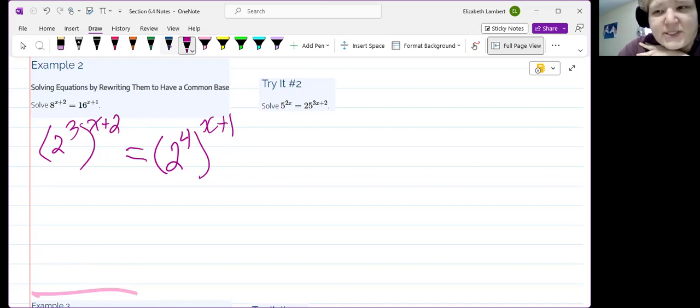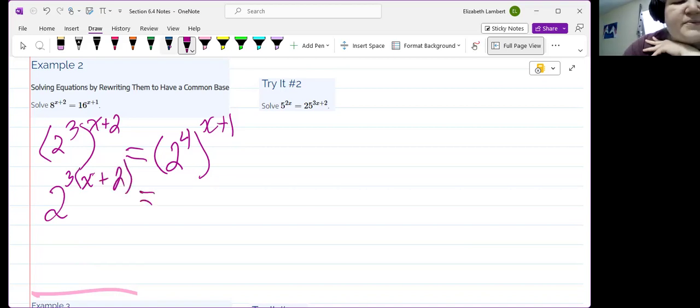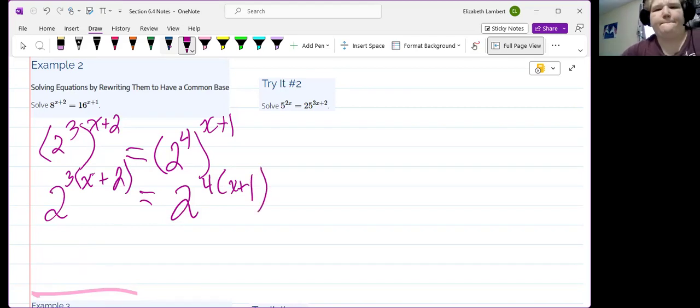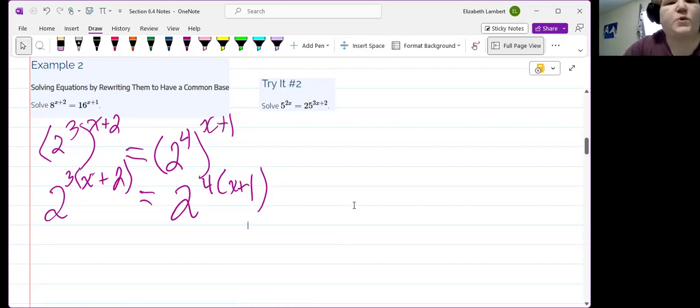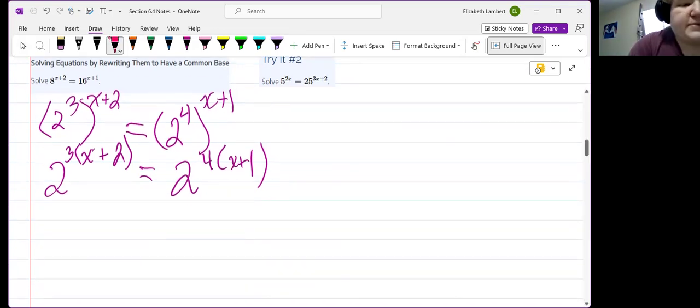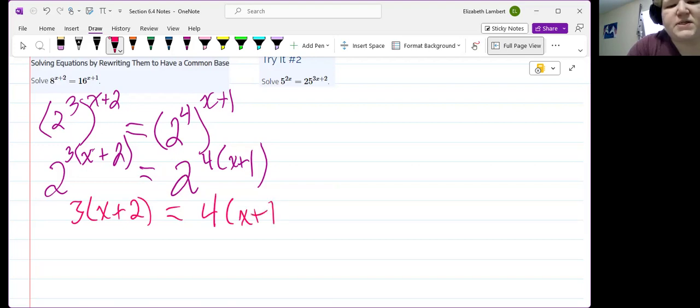Yes, I'm going to subject you to the cheesy math joke because I can. So this can be written as 2 to the 3 times x plus 2 and 2 to the 4 times x plus 1. I'm writing 12 times bigger than I thought I was, so we'll add some more space. All right, so this now becomes 3 times x plus 2 equal to 4 times x plus 1.